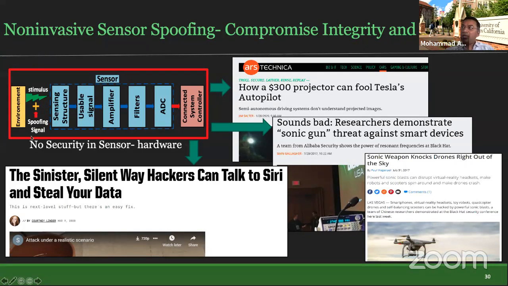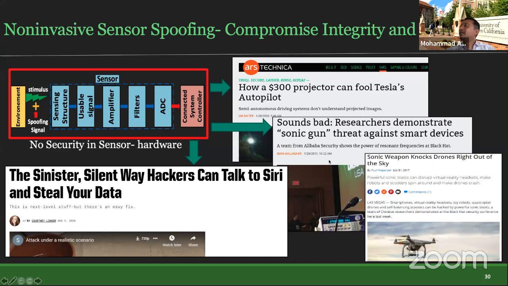But if you can spoof these signals, if you can alter the signal before it goes to the computing architecture, then the data it's getting can be changed or manipulated. This has been shown in several works in recent days. Like this work on how a $300 projector can fool a Tesla autopilot. So you see that 2020 work.